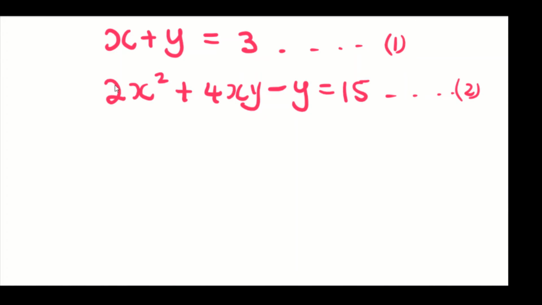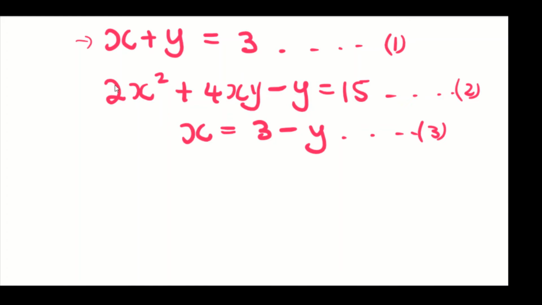Then we want to choose one equation to be our equation 3. Let's choose this one because it's simpler, and we can simply say x being equal to 3 minus y. So this would be our equation 3. Whenever we see x, we're going to substitute with 3 minus y.